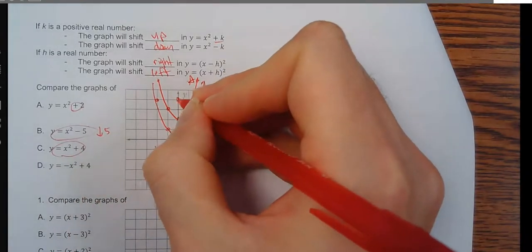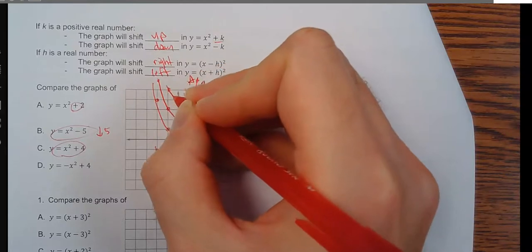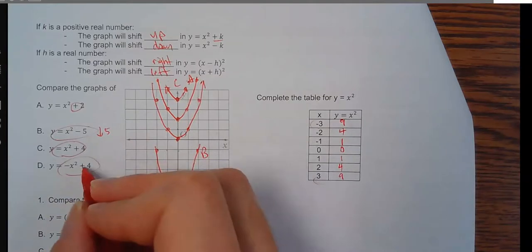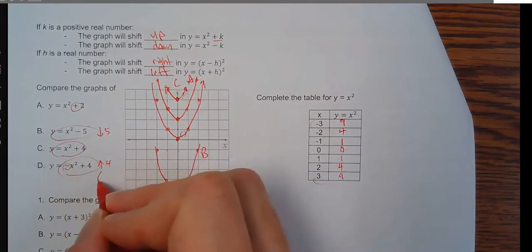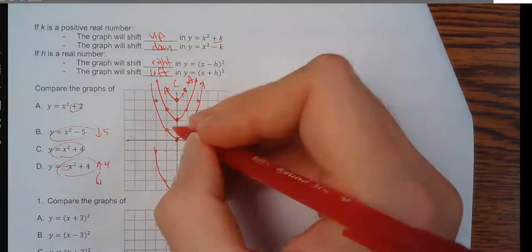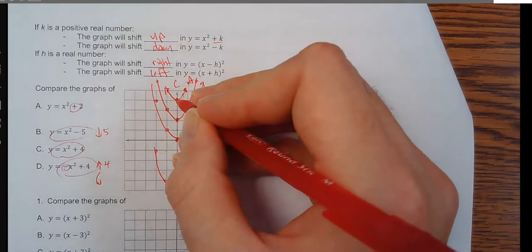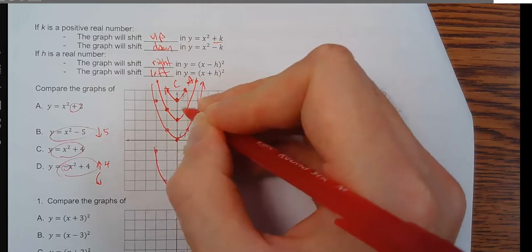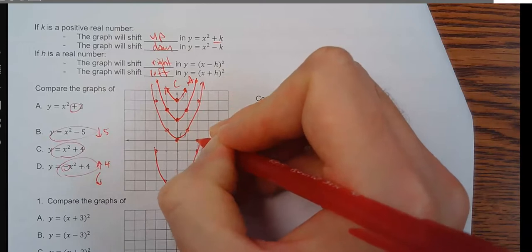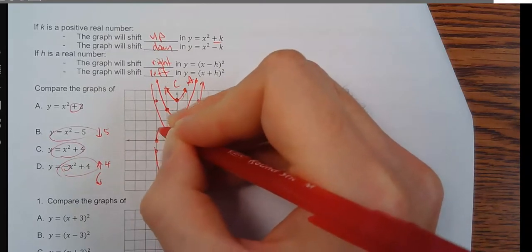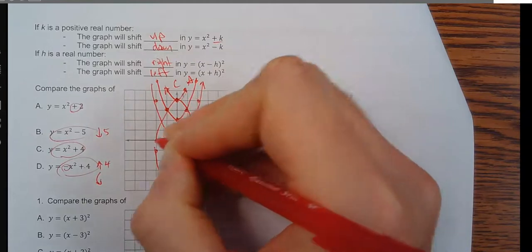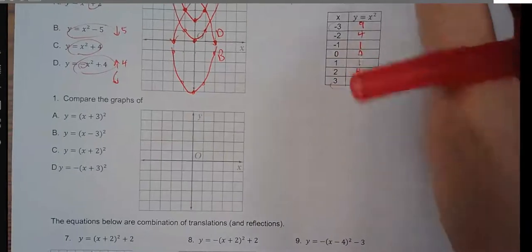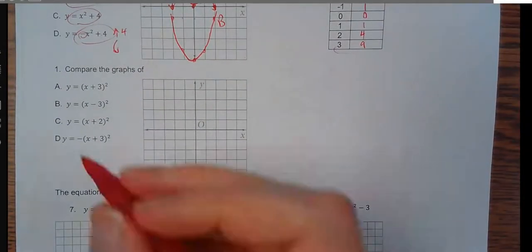This guy here would be up 4 units. So right here's where it's going to start, and that's about all you can really see of the graph. So there's C. And then this guy here, I'm going to go up 4, but then I have to reflect it. I'm going to flip it over. So I go up 4 units, 1, 2, 3, 4, but now it's going to get flipped over. So it's going to be down, then right one, left one, and from there down 3, down 3. It looks something like this. So there's letter D.